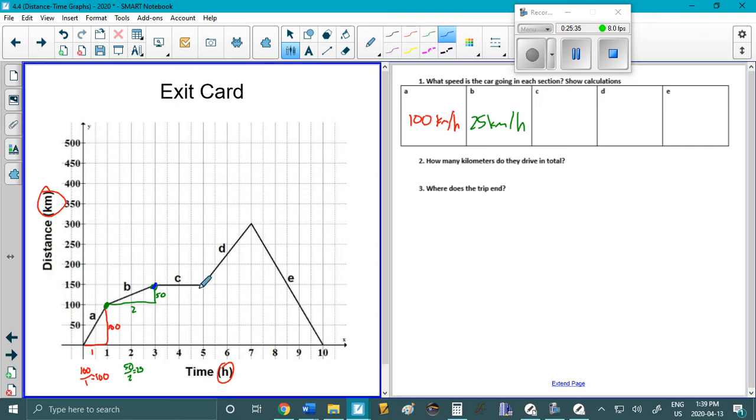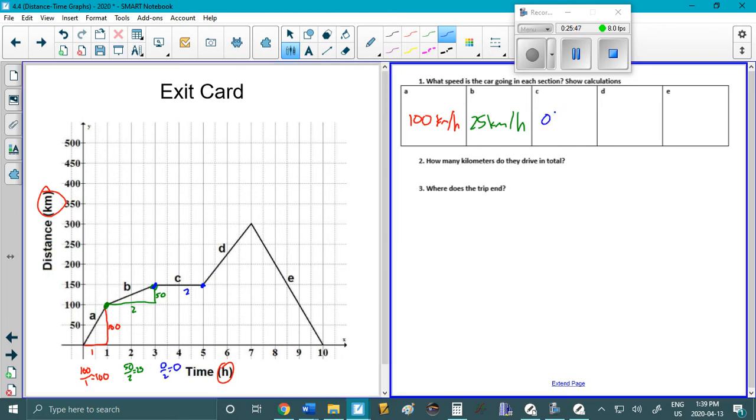The next section, 0 kilometers, right? Their distance didn't change, over 2 minutes. So 0 over 2, 0 divided by 2 is 0 kilometers an hour. It says show calculations, by the way. I'm showing my calculations right here.